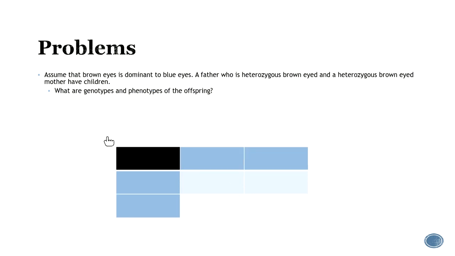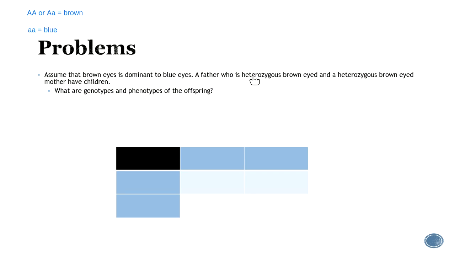All right, so this one, we're going to talk about eye color. Assume that brown eyes is dominant to blue eyes. I didn't give you a letter to pick here, so we'll go with A's again, I guess. A father who is heterozygous brown eyes and a heterozygous brown-eyed mother have children. What are the genotypes and phenotypes? So let's type in the legend. We'll go with A again. This combination, homozygous dominant or heterozygous, will give you brown eyes. And right below this, little a equals blue.